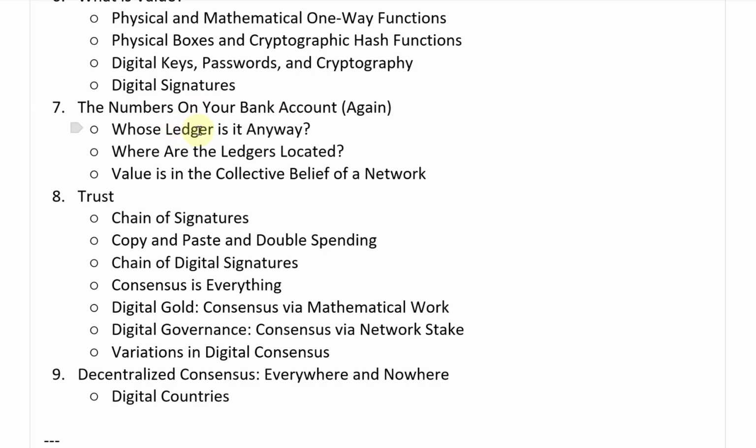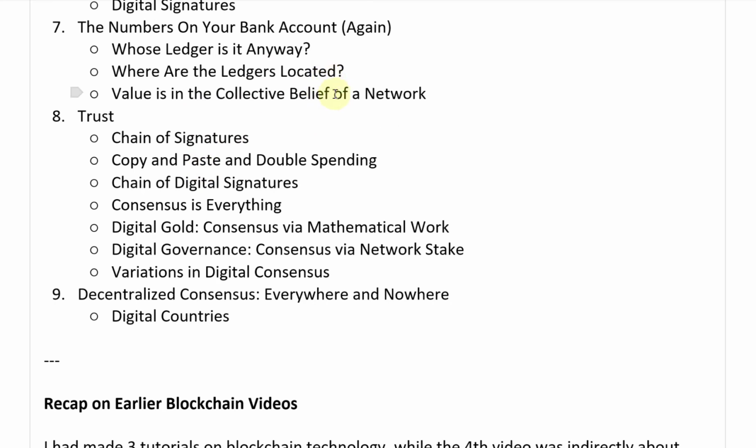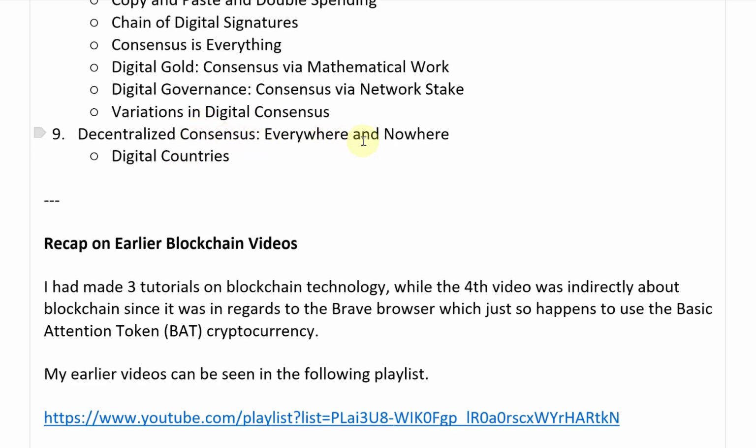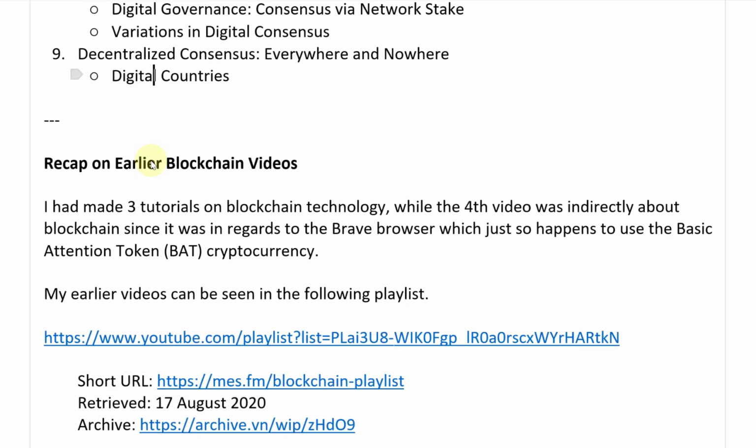And then ask the question, whose ledger is it anyway? Where are the ledgers located? Value is a collective belief of a network. Then look at trust, a chain of signatures, copy and paste, and double spending. A chain of digital signatures, consensus is everything. Then digital gold, consensus via mathematical work. Digital governance, consensus via network stake. Then variations in digital consensus. And then decentralized consensus, everywhere and nowhere. It's pretty much a mini summary of everything that I covered. And basically the last point is digital countries. I want to bring that up because that's where we're heading.